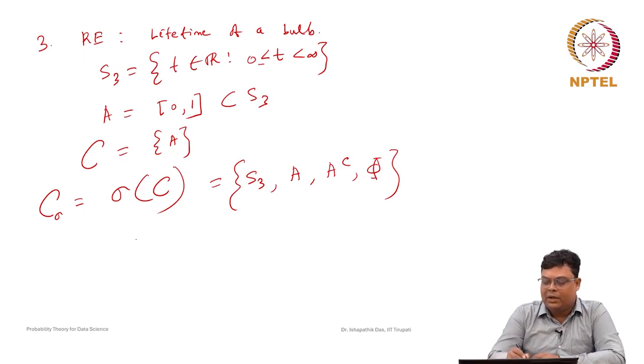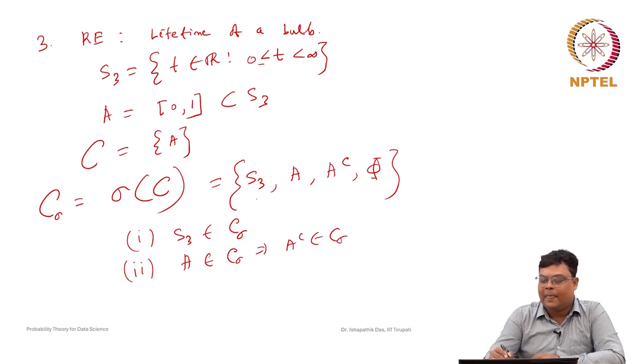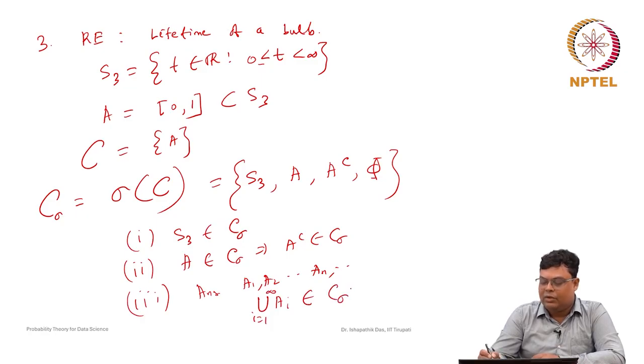It will be a sigma field, because S3 belongs to C sigma. Second condition is that for any element A belonging to C sigma, A complement also belongs to C sigma. If you take the union, this is nothing but S3. If you take the intersection, this is nothing but phi. All belong to the sigma field. Any collection also, because there are only a finite number of elements, so for any collection A1, A2, ..., An, to make it infinite you have to repeat phi or one of the sets, then the union from i equal to 1 to infinity, this countable collection also will be inside C sigma. So, this will be a sigma field.